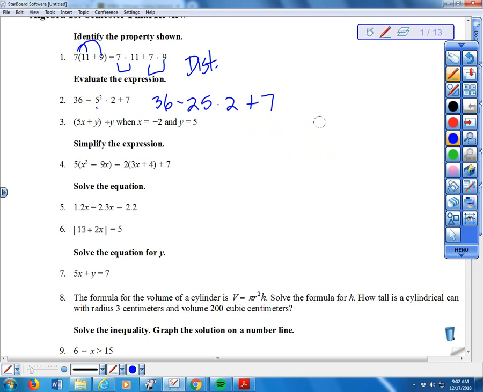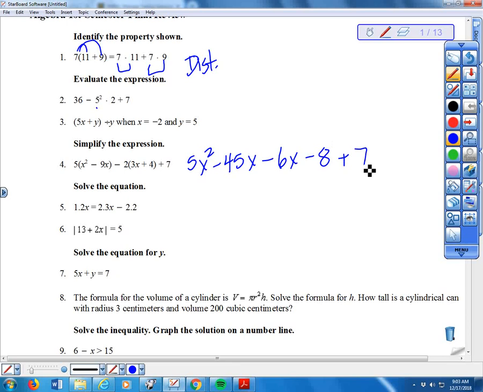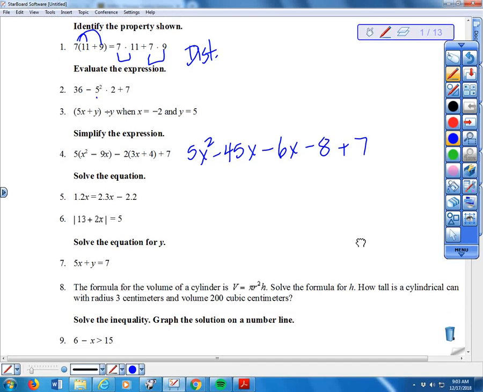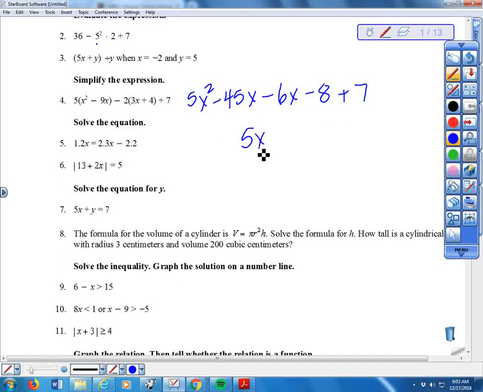Simplify the expression. So I'm going to distribute first to get rid of the parentheses. And remember to distribute the negative 2 to both. And now everything's plus or minus, so I'm just going to combine my like terms. I have negative 45 minus 6 is negative 51x. Negative 8 minus 7 is negative 1. That's it. There was no equation here, so you just had to simplify.